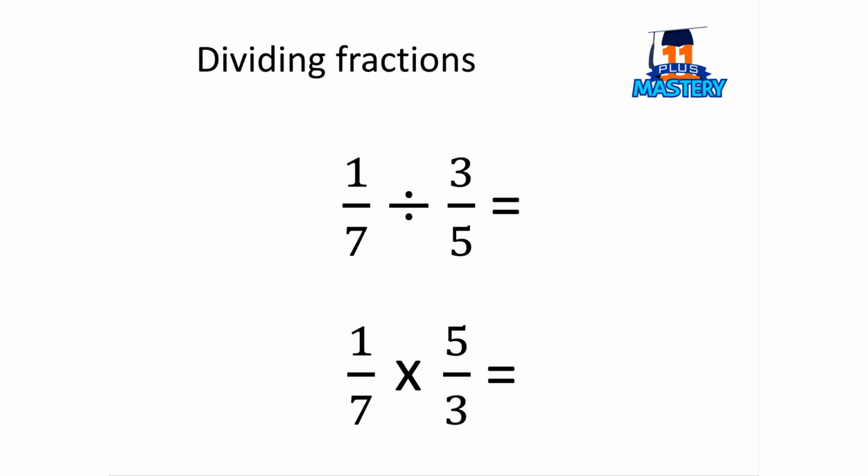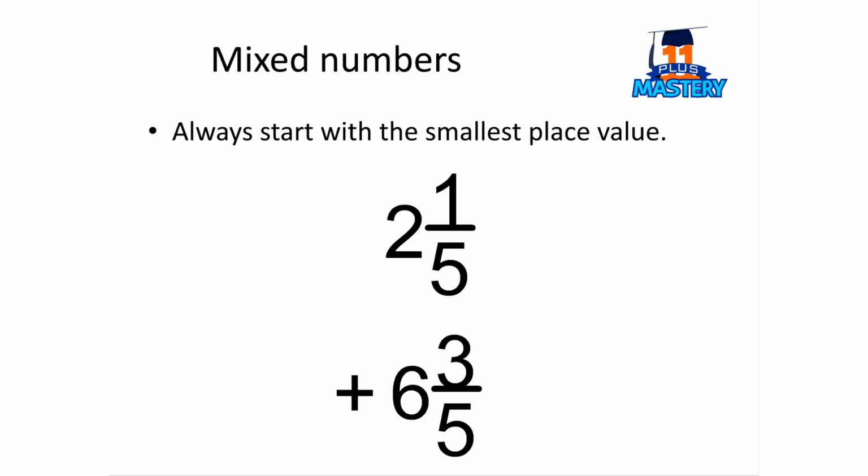Now I simply multiply it as before, cross cancelling if I can, in this case I can't, and then just multiply across. 1 times 5 equals 5 and 7 times 3 equals 21. There's my answer. What about working with mixed numbers?